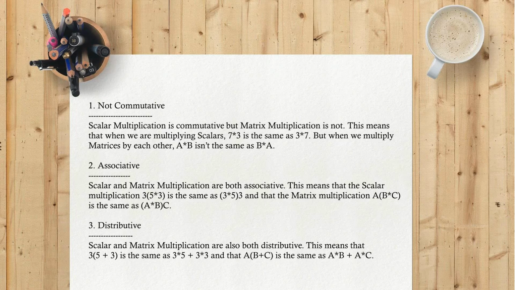3. Distributive. Scalar and matrix multiplication are also both distributive. This means that 3 * (5 + 3) is the same as 3 * 5 + 3 * 3, and that A * (B + C) is the same as A * B + A * C.